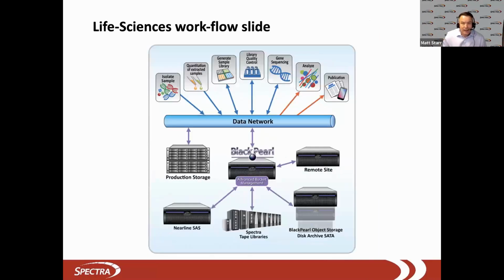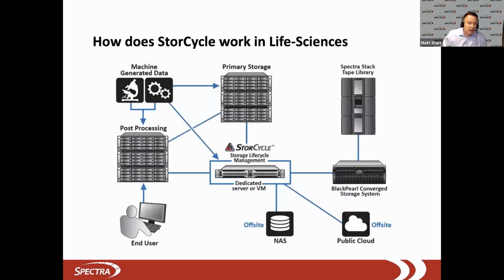If we overlay that on top of life sciences, the workflows look pretty much the same. We have generating a sample, we have library quality control, we could be sequencing and analyzing, and then publishing our science. So that workflow looks very much like M&E, and we can now say, how do we make an M&E workflow work well, or close to the same steps, for life sciences? And so for StoreCycle, that's one of our products. There's other data movers out there, but StoreCycle is one that we've seen a big uptick in life sciences.